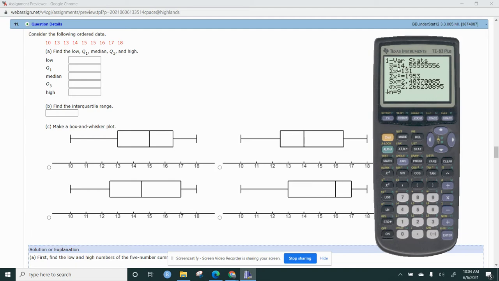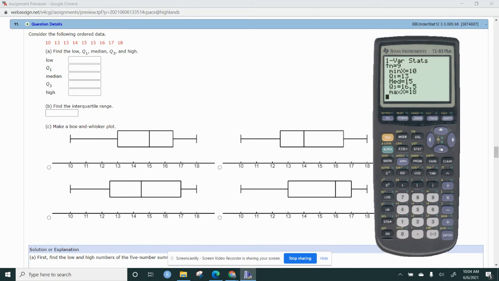Okay, so I'm going to scroll down because this is the sample mean. This is the sum of x's. This is the sum of x's squared. This is the sample standard deviation, and this is the population standard deviation, and this is the sample size of n. Okay, so I'm going down.